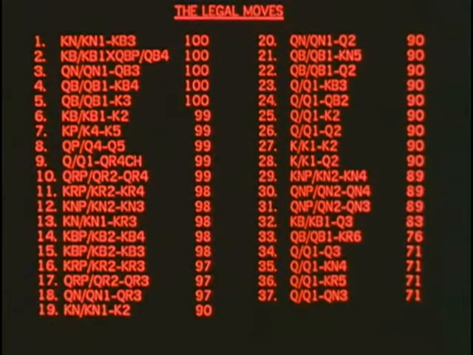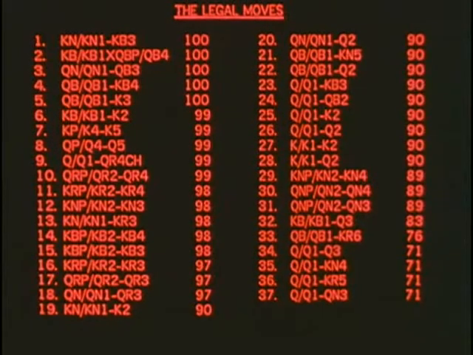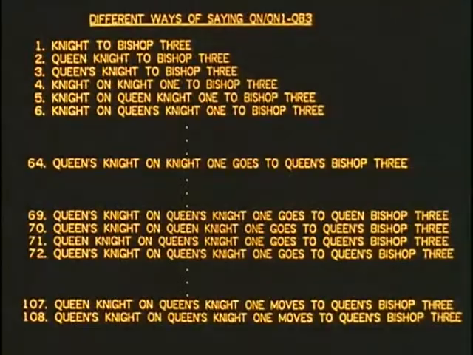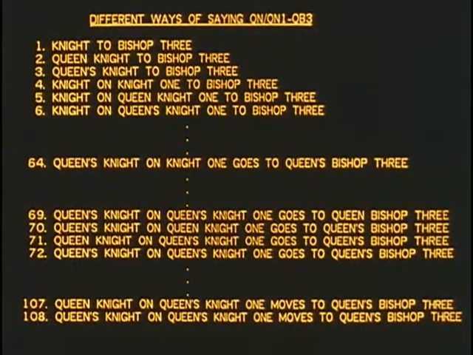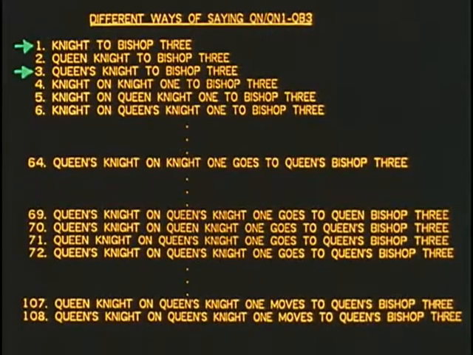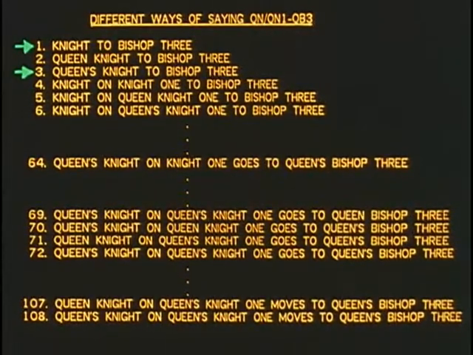Of course, each of these moves can be spoken by the speaker in 10 to 100 different ways, based on the grammatical structure of the language. For example, the current move, Queen's Knight to Bishop 3, could also have been spoken by the user as Knight to Bishop 3, Queen's Knight to Bishop 3, or as Queen's Knight on Queen's Knight 1 goes to Queen's Bishop 3, and so on.